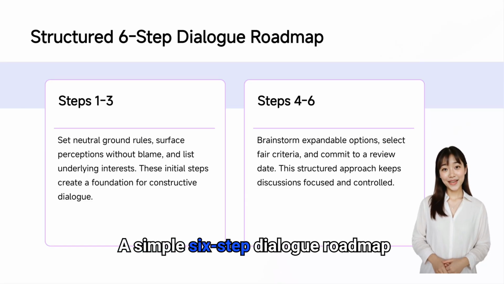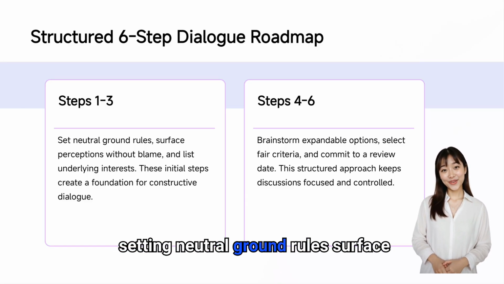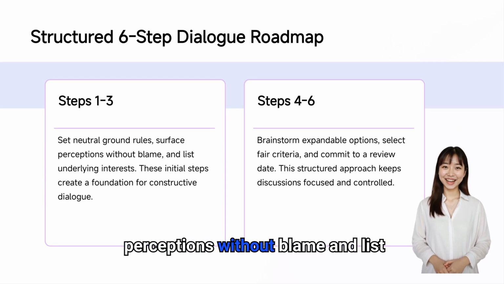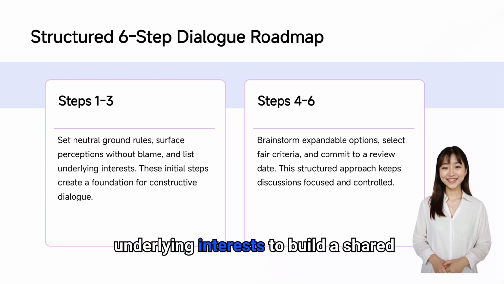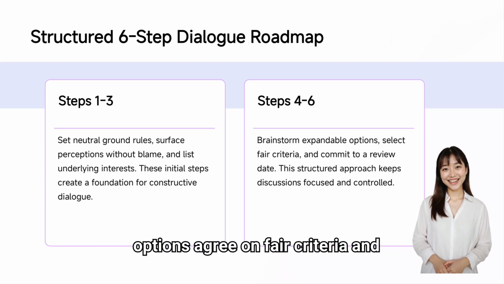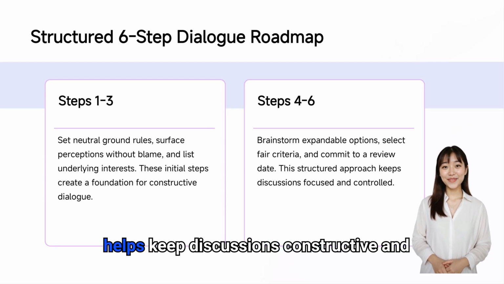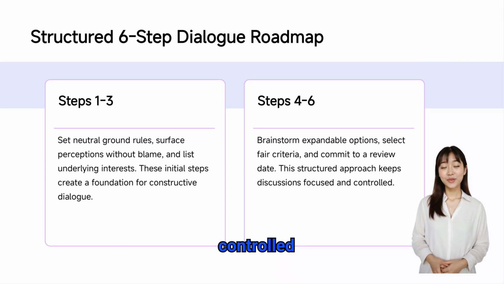A simple 6-step dialogue roadmap keeps conversations focused. Start by setting neutral ground rules, surface perceptions without blame, and list underlying interests to build a shared foundation. Then brainstorm expandable options, agree on fair criteria, and commit to a review date. This sequence helps keep discussions constructive and controlled.